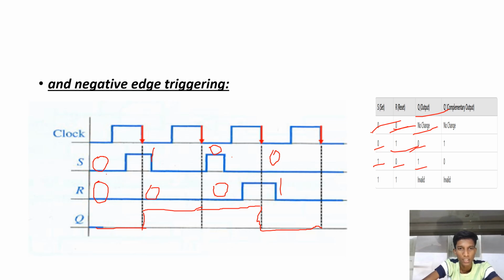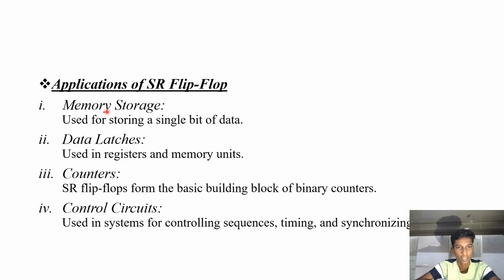In both the positive edge triggering and negative edge triggering, we cannot use set is equal to 1, reset is equal to 1 because it is an invalid condition. That's why we can ignore this one.